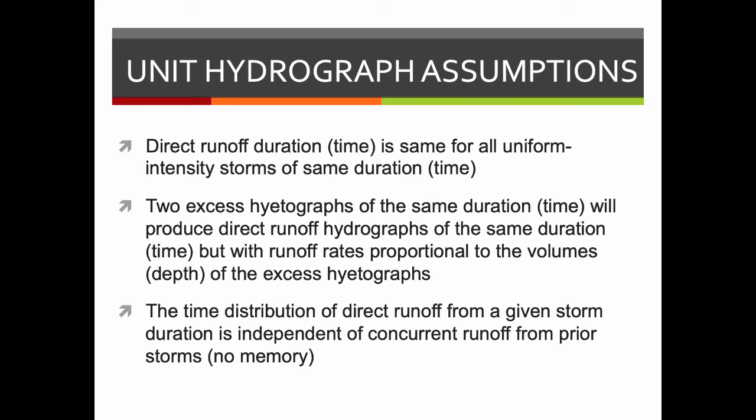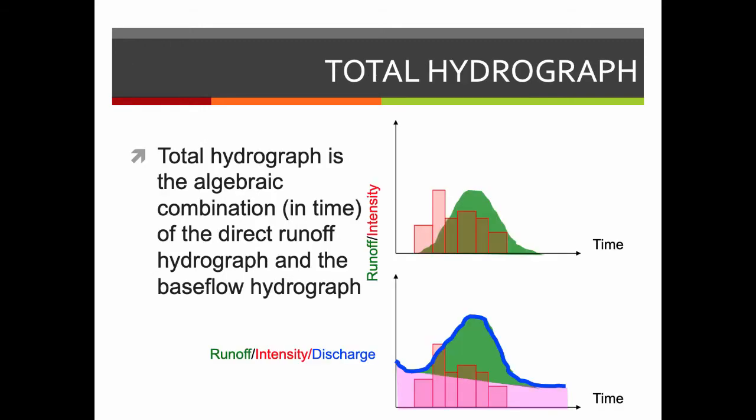So the direct runoff duration is the same for all uniform intensity storms of the same duration. These are unit hydrograph properties, it says assumption. So any storm of a particular fixed duration will produce a direct runoff duration of the same fixed duration. Two excess hyetographs of the same duration will produce direct runoff hydrographs of the same duration, but the runoff rates are proportional to the volumes of the excess hyetographs. That may be hard to picture.